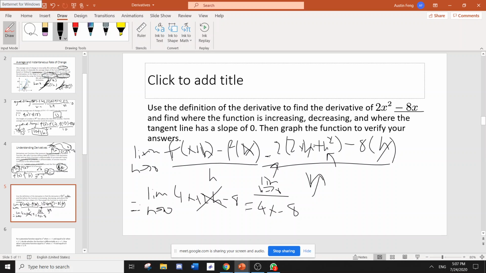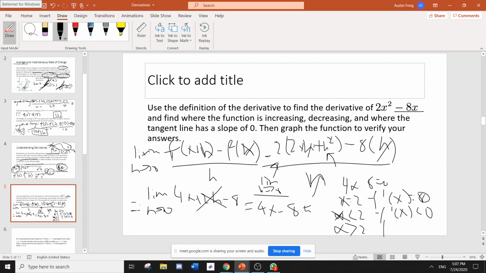And 4x minus 8 is equal to 0 when x is equal to 2, so at x equal to 2, f prime of x is equal to 0. We see that when x is less than 2, f prime of x is also less than 0. And when x is greater than 2, f prime of x is greater than 0.